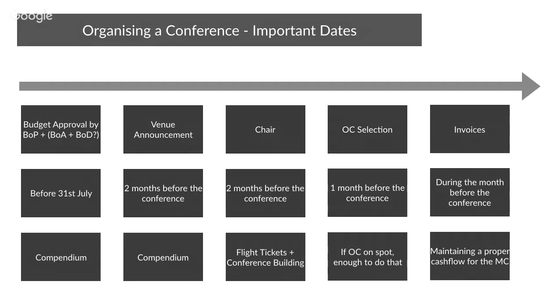And from the MCs, this is actually the main and proper cash flow for the MC, because when you book a venue, you need to pay 50% of the price of the venue 1 month in advance.